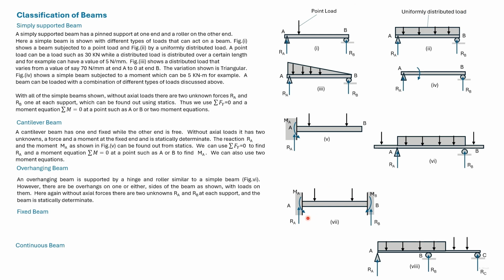Here we have a fixed beam. Again, we consider that there are no horizontal forces. This beam is fixed at both ends, so it has two unknowns at both ends. That is four unknowns in total. There are two equations of statics that can be used. This makes the fixed beam statically indeterminate.